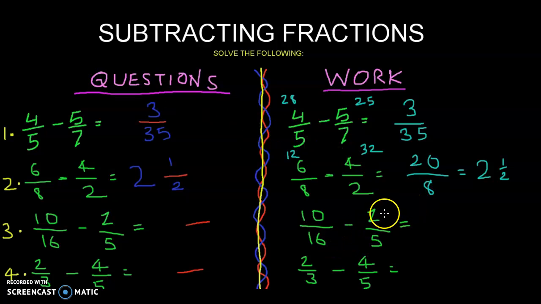Now 16 times 2 is 32. Same as last time. Yeah. And then 10 times 5 is 50. 50 minus 32 is 18. Good job. 18 over, what's the LCM?